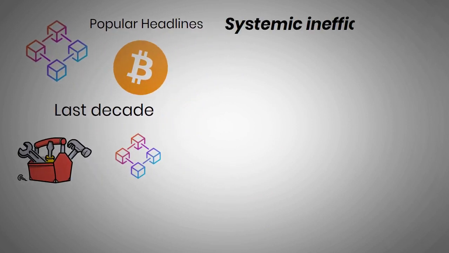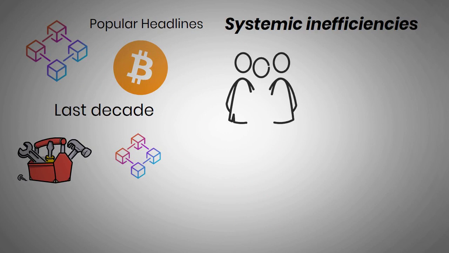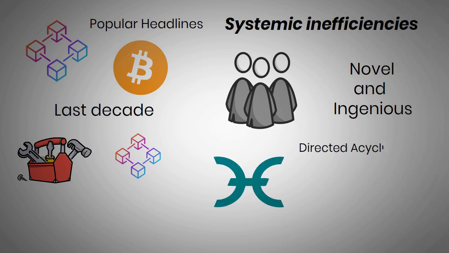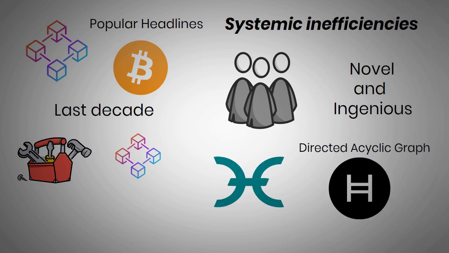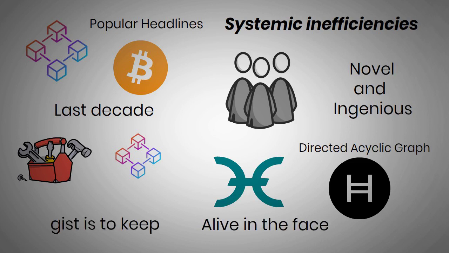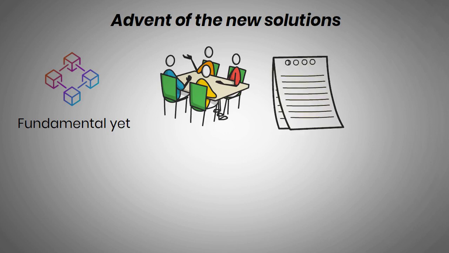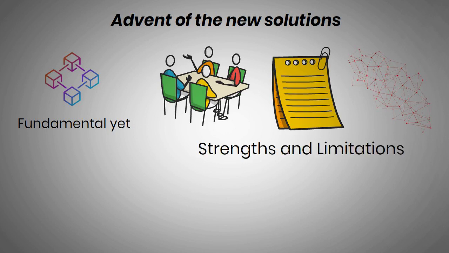However, systemic inefficiencies and scaling problems led to developers looking for solutions outside the blockchain. There are novel and ingenious developments like Holochain, directed acyclic graph, DAG, and Hashgraph. In essence, the gist is to keep the original purpose of blockchain alive in the face of new and unforeseen difficulties. The advent of the new solutions, which majorly differ from blockchain based on data structures, has brought other fundamental yet significant discussions regarding which network is the best. In this light, this paper intends to dissect the networks and bring their various strengths and limitations to the fore.